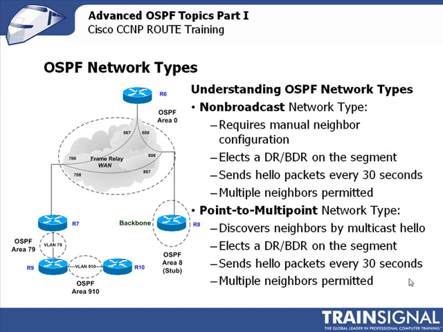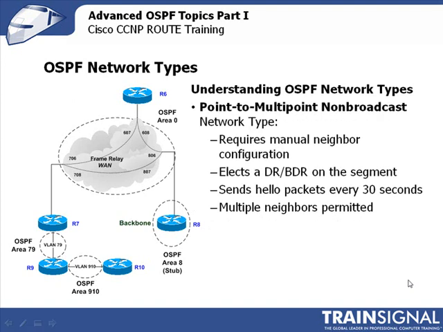A third type of network is the non-broadcast network type. This is what we used in our lab. It requires manual neighbor configuration. There are designated and backup designated routers elected. Hello packets are sent every 30 seconds. Multiple neighbors are permitted. The point-to-multipoint network type on multipoint interfaces discovers neighbors by multicast hello, elects a DR and BDR, sends hello packets every 30 seconds, and multiple neighbors are permitted.